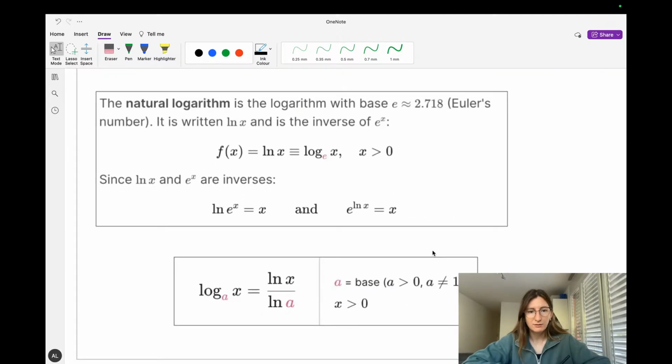And our natural log, we spoke about this a little bit before. It's the same as log base e of x, but it has its own fancy name. And they are the special inverses of each other.